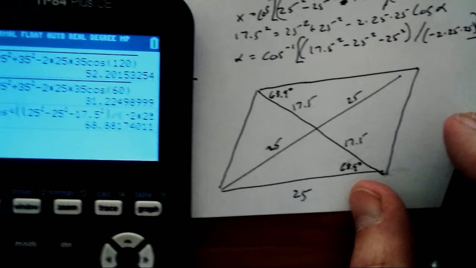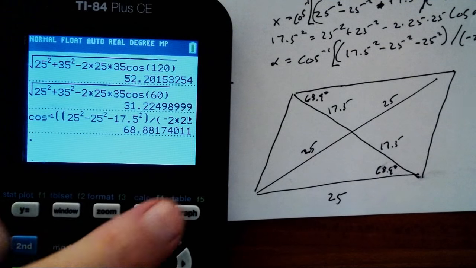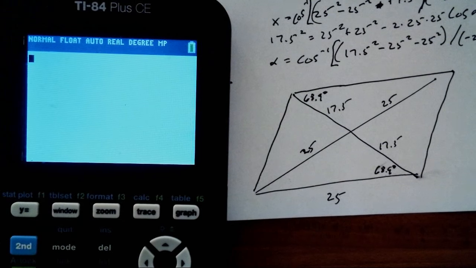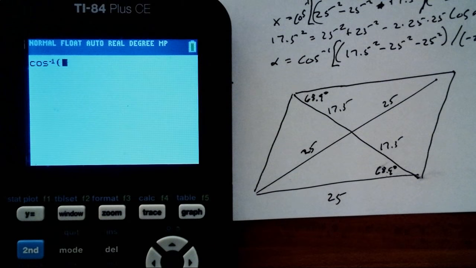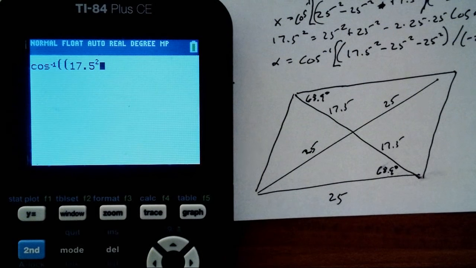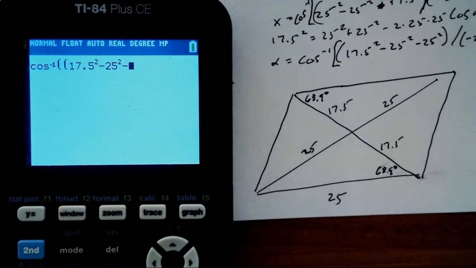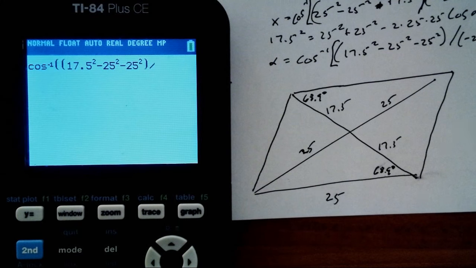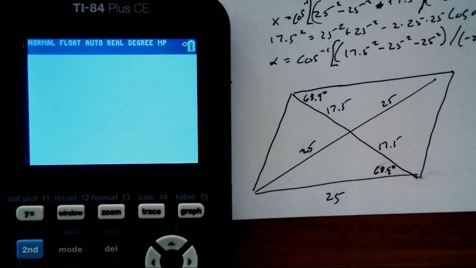And let's check that one out. I'm not even going to try to edit this one. I'm just going to clear that out. Resist the temptation. Second, cosine inverse with the extra parenthesis. 17.5 squared minus 25 squared minus 25 squared. All of that divided by negative 2 times 25 times 25.